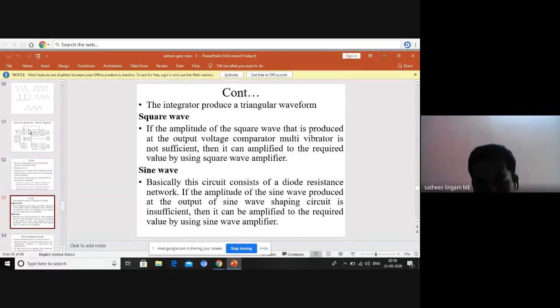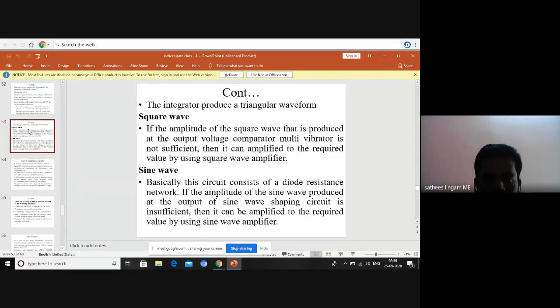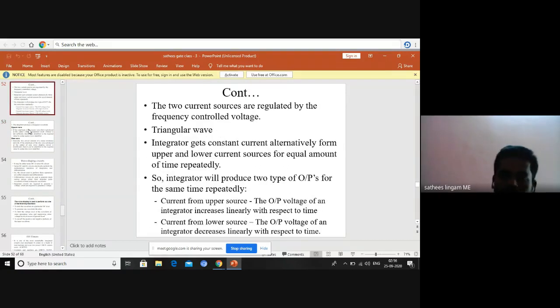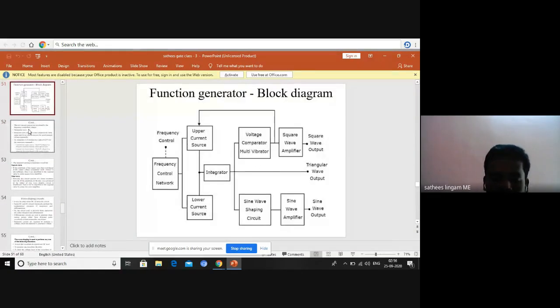So in our diode, the diode resistance network is applied. According to the diode resistance and the forward bias and reverse bias conditions, the shape of the triangle wave is changing. The sine wave is getting created with the help of what? By using the triangle waveform output.